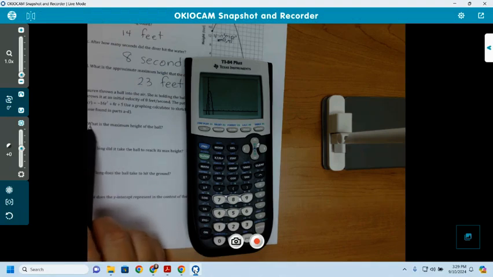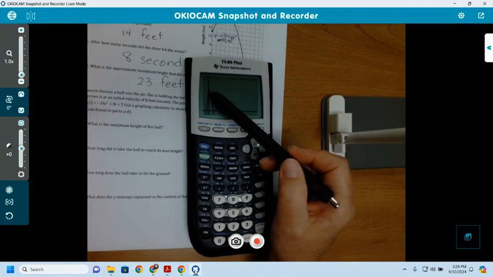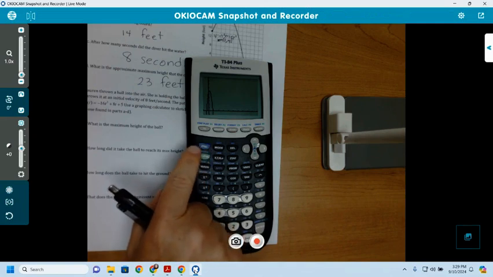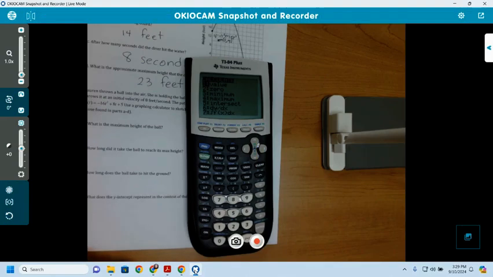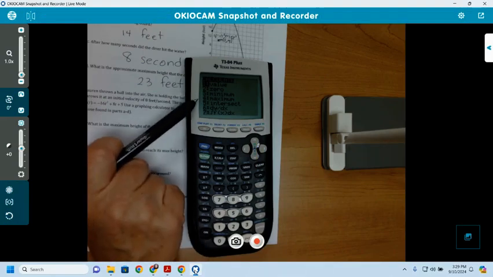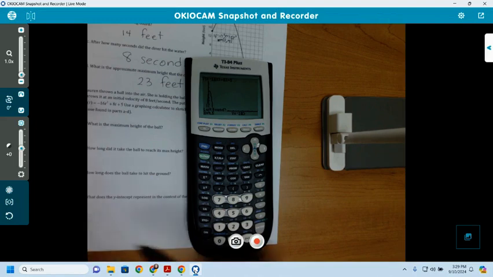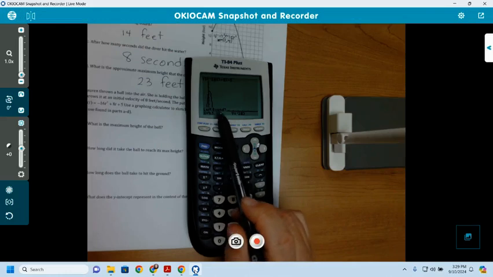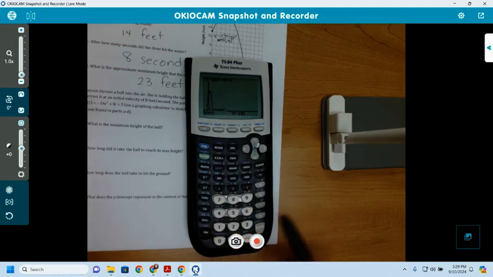Okay, question A says, what is the maximum height of the ball? So we need to find out what that maximum value is. We are going to tap second, this blue button, second, and trace. And we want to go to the maximum value, number 4. Right here it's telling us that the arrow is going left bound. We want to go a little bit left of where we see that maximum value is.